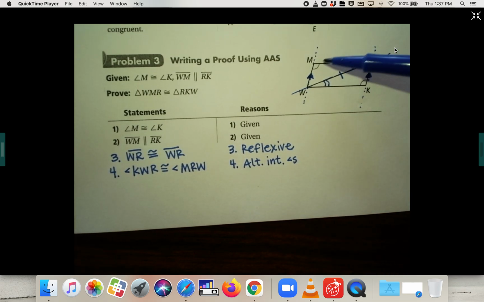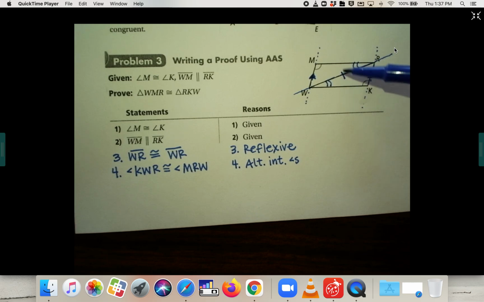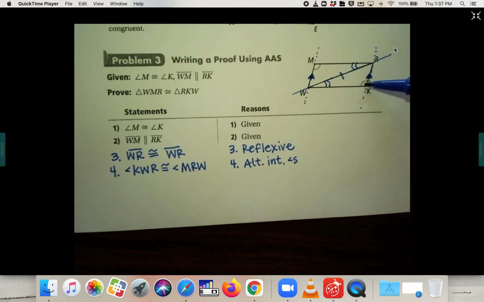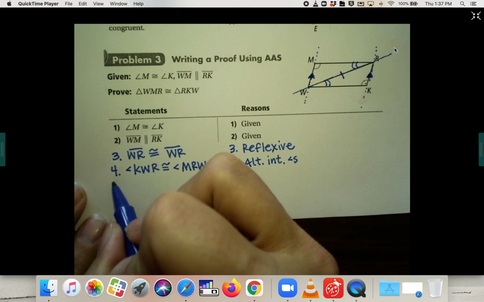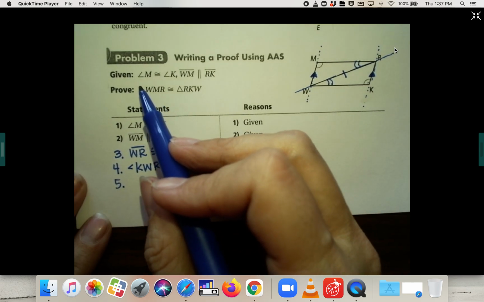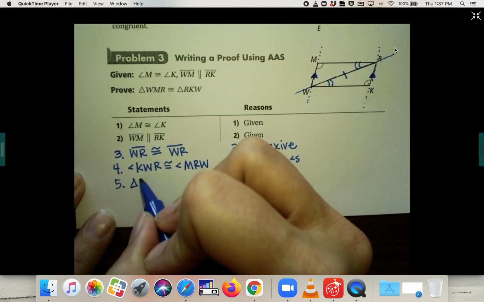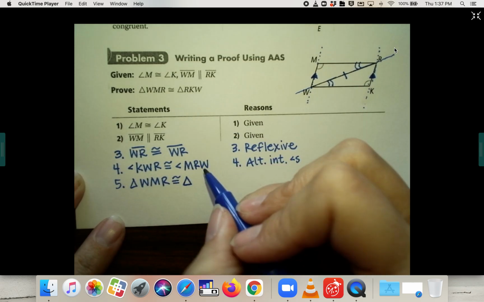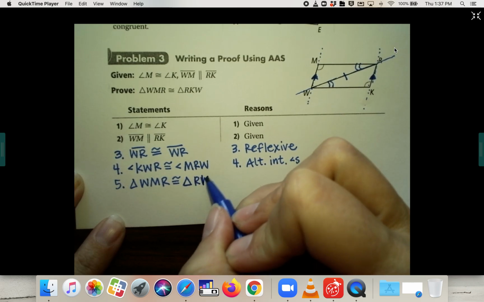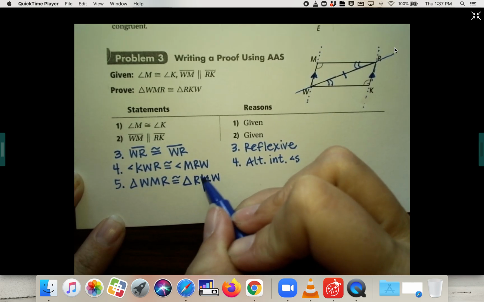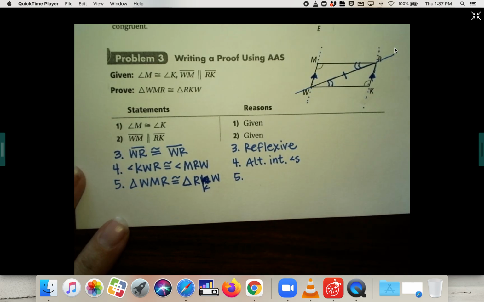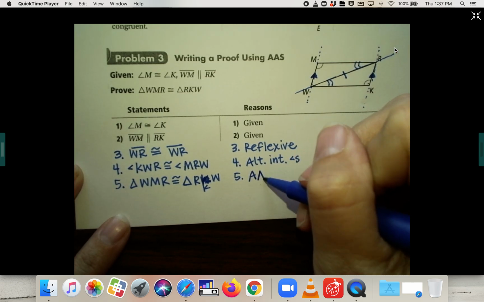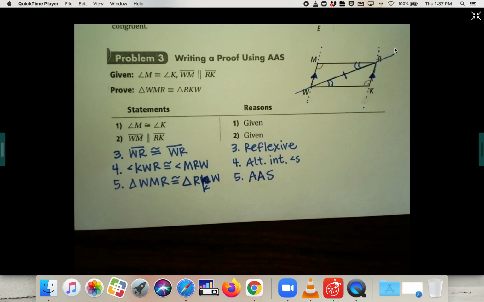Okay, and now that we have a side and two angles, we can go ahead and be done. We can say now that we have proven that triangle WMR is congruent to triangle RKW, that's a K, and the reason is because of angle, angle, side. So the side is not included between the two angles. So it is angle, angle, side. All right, let's turn it over to the back.